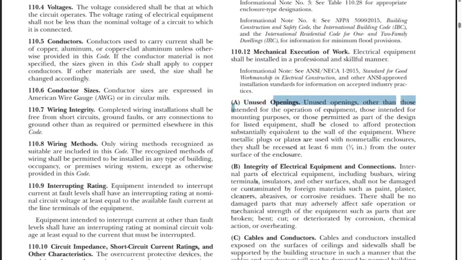And then number two is A. This is the only other one I want you to make sure you highlight, which is unused openings other than those intended for the operation of equipment. Those intended for mounting, like you guys are bringing Romex into a junction box, you are bringing Romex into a panel, you are bringing wires into a panel. Or those permitted as part of the design for listing. In other words, any little opening on a piece of electrical equipment shall be closed. All right, to afford protection substantially equivalent to the wall of the equipment.